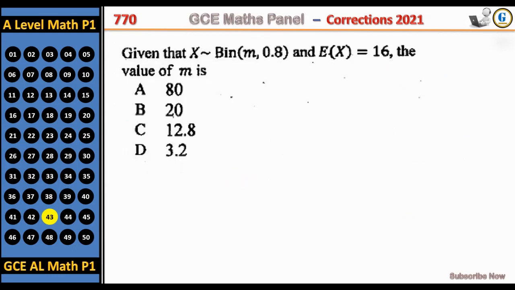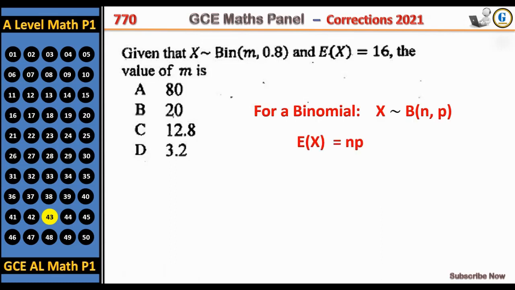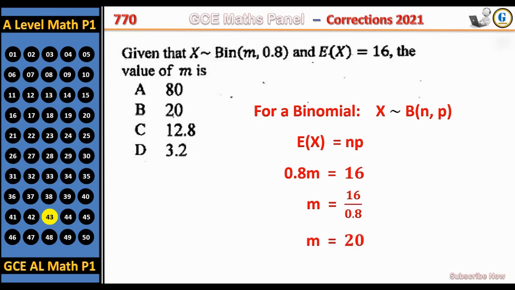43. Given that x follows a binomial distribution (m, 0.8) with expectation equal to 16, the value of m is? A binomial has two parameters, n and p, and the expectation is given by np. So here we have 16 equal to np, which is m times 0.8, and m is equal to 16 divided by 0.8, which is equal to 20. So our key here is B.